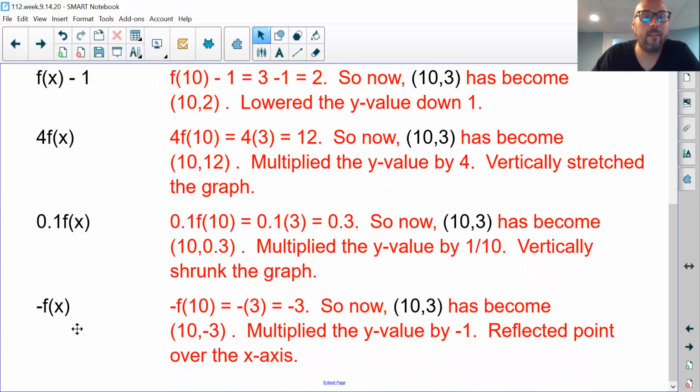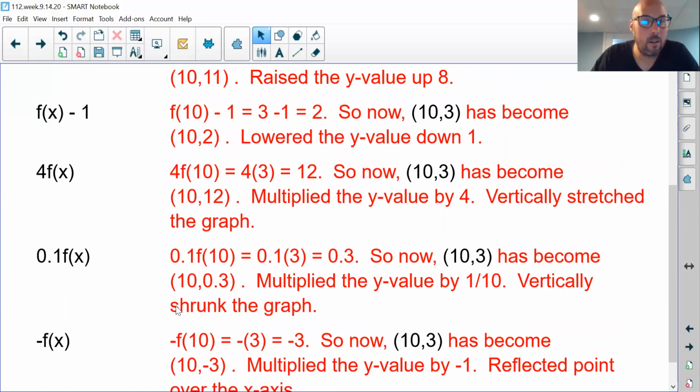And finally, -1 times f of x. Well, that's -1 times f of 10, which is -1 times 3, which is -3. So 10, 3 became 10, -3. And what just happened was multiplying the y value by -1, and that reflects the y value over the x-axis.